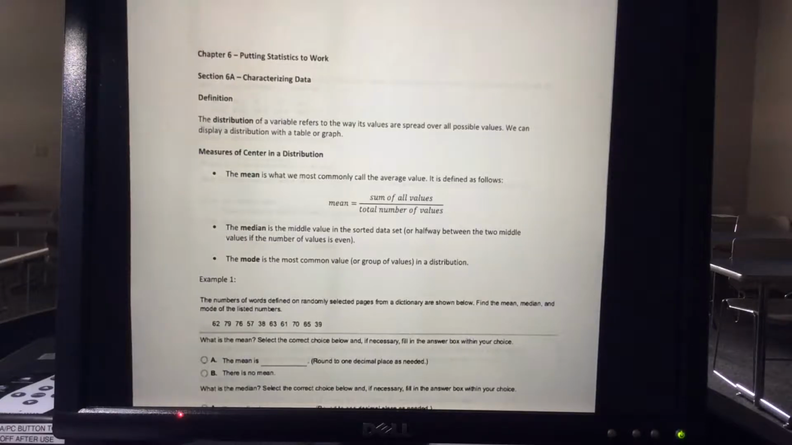Okay, the distribution of a variable refers to the way its values are spread over all possible values. Here we can display a distribution with a table or a graph. Now, we'll start off with the measures of center in a distribution. There are three types. One of them is the mean, the other one is the median, the third is the mode. The mean is what we most commonly call the average value, and it is defined as follows.